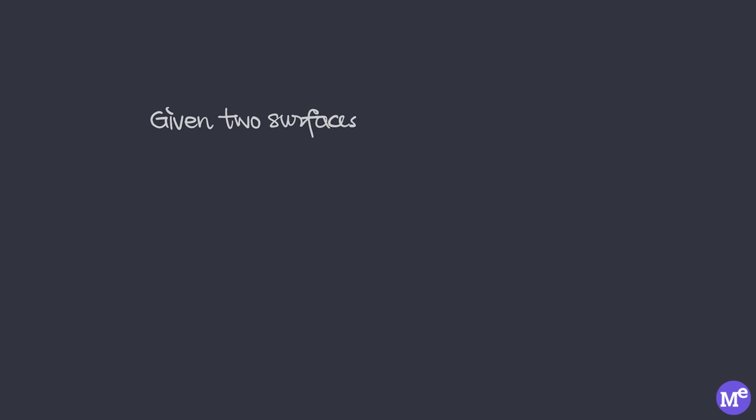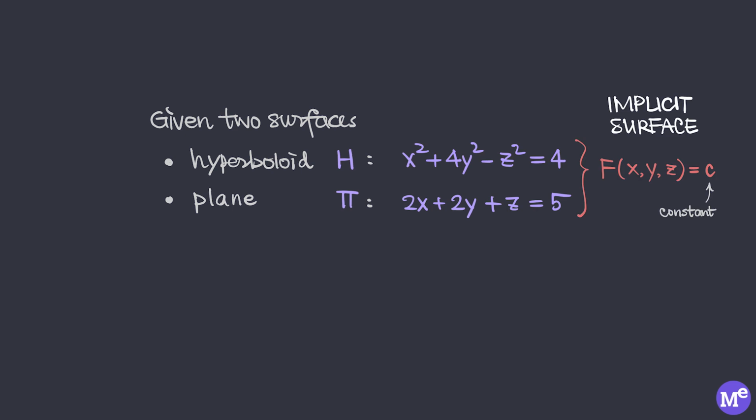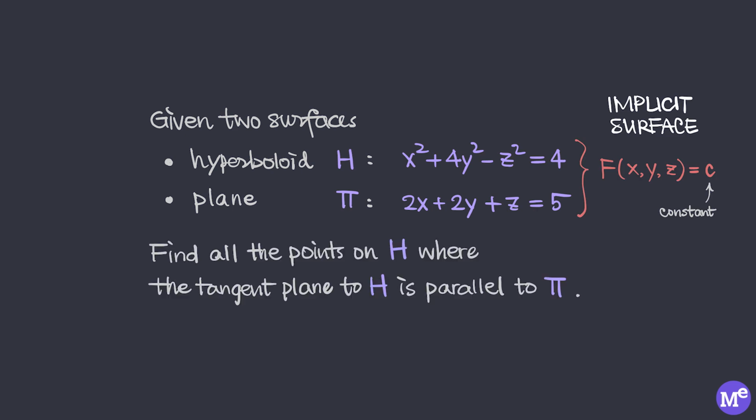We have two surfaces here, a hyperboloid H and a plane Pi. Both of them are represented implicitly in the form of f(x, y, z) equals some constant c. How do we find all the points on the hyperboloid where its tangent plane is parallel to the plane Pi?